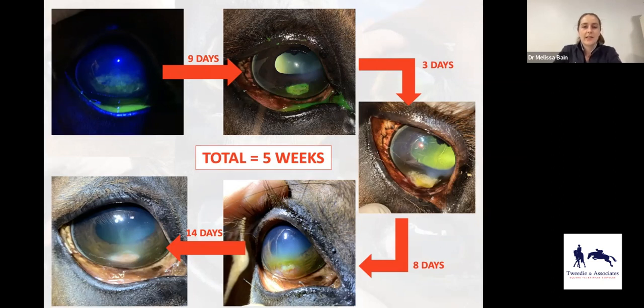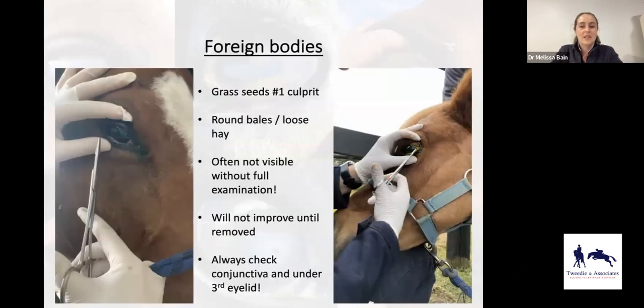So that's the big scary talk about ulcers. So we'll get into some slightly less dramatic things. Foreign bodies are also something I see pretty commonly. The number one culprit is grass seeds or bits of hay. And often I see horses sticking their entire faces into round bales of hay, and I just think about all the grass seeds that could be going in.